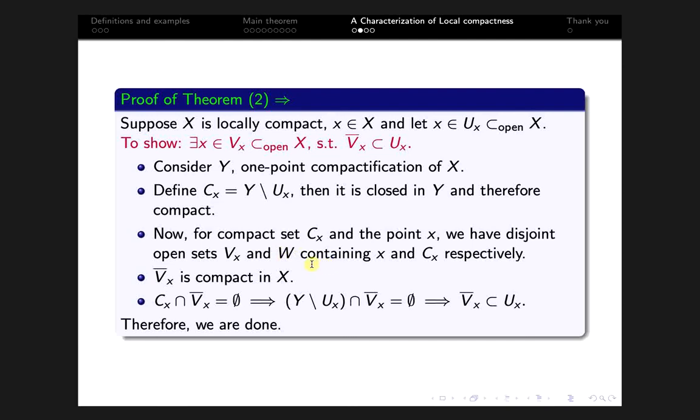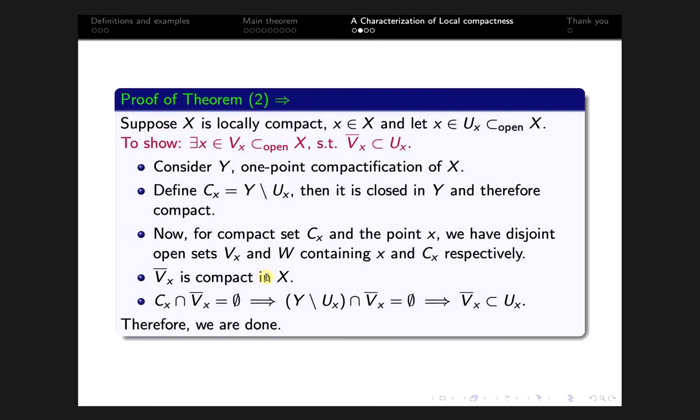Now see, Vx closure is compact in X. So first of all, you see Vx closure is a closed subset of Y. So Vx closure is compact in Y. That is obvious.